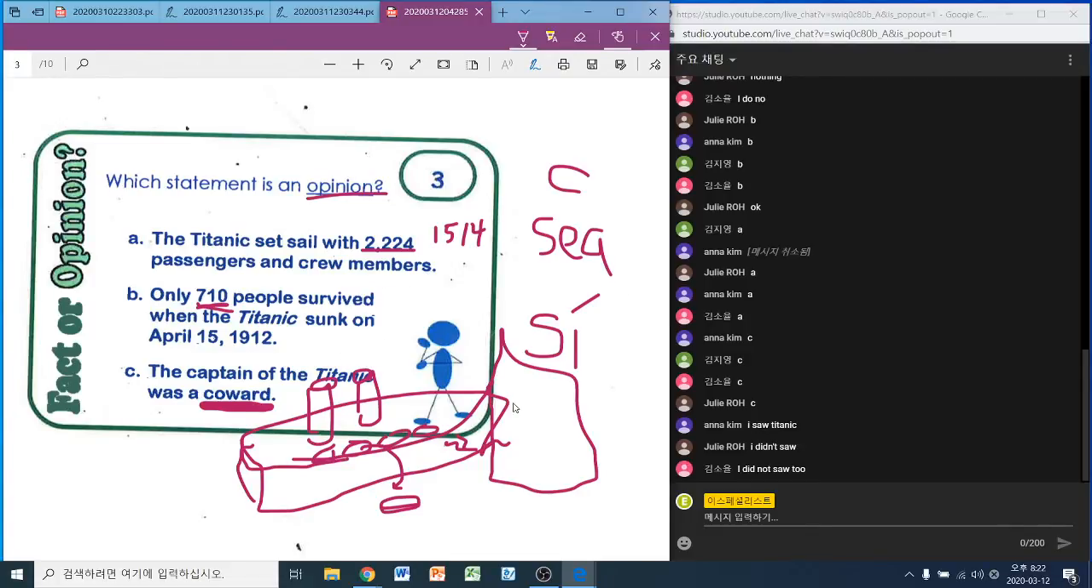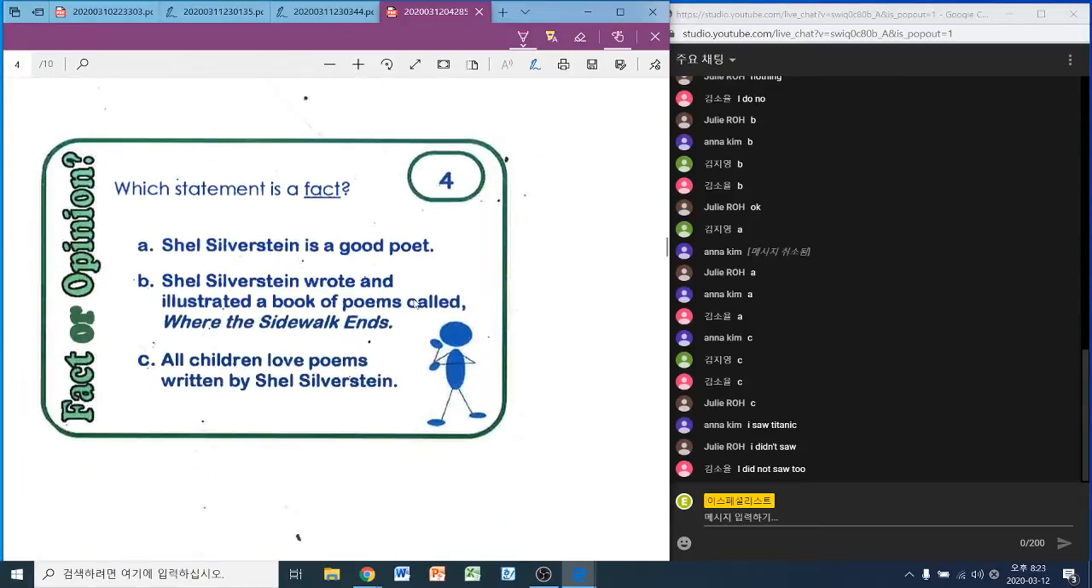Maybe the captain took one of the little boats. He was a coward and let the other people be stuck on the boat. Very sad. Okay. Anyway, good job. You all got that correct. Let's keep working on this.